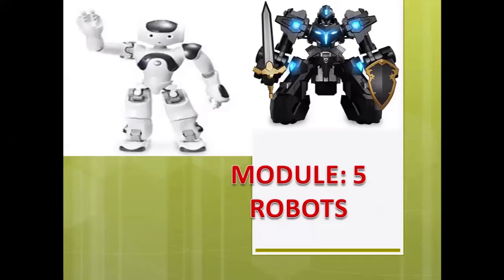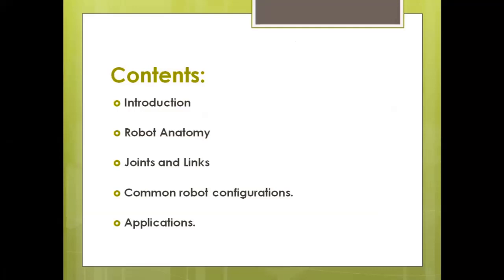Today we are going to start a new topic, that is robots. Before going to the robot and its configurations and applications, first we should know which are all the contents present in the robot. It mainly consists of introduction, robot anatomy, joints and links, common robot configurations and applications.